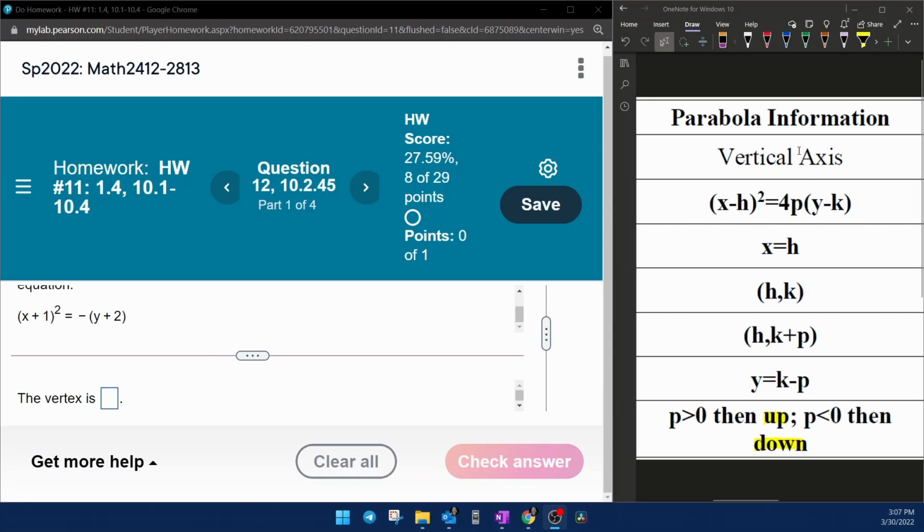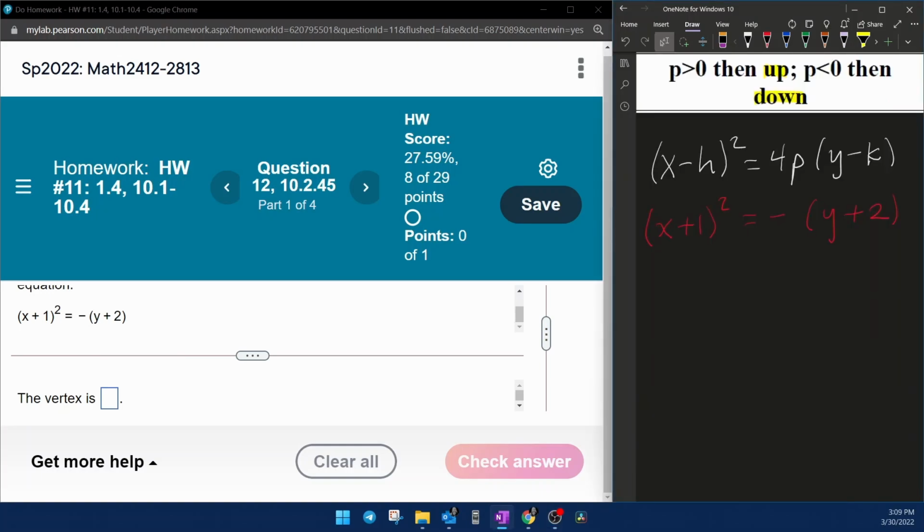What I've got pulled over here in my notepad is the formulas that correspond to this particular standard form. Notice that it is x that is squared, which indicates that we are going to have a vertical axis of symmetry, and we're going to use this formula to get our values for h, k, and p, and then we can answer the questions that they've asked us.